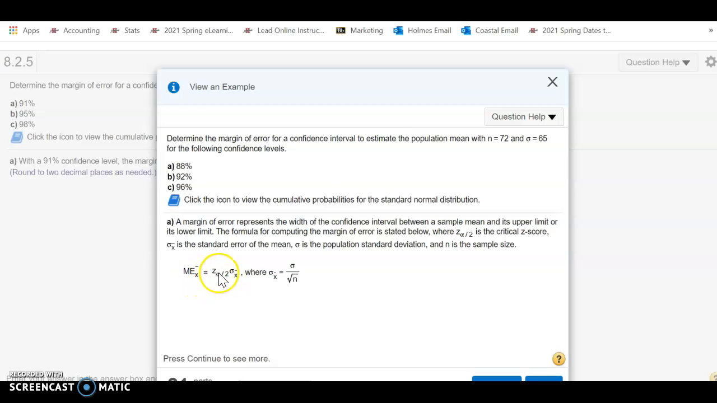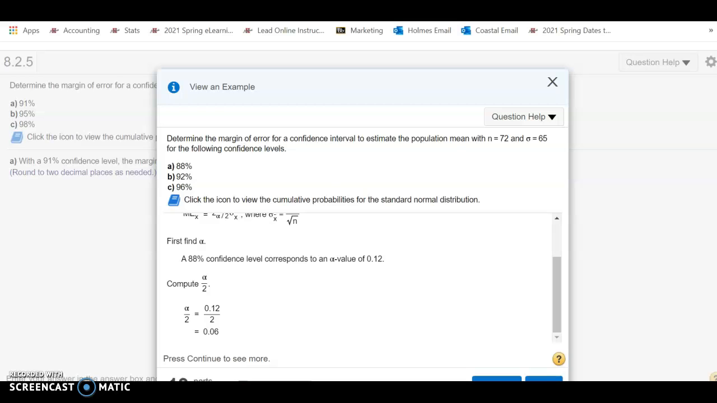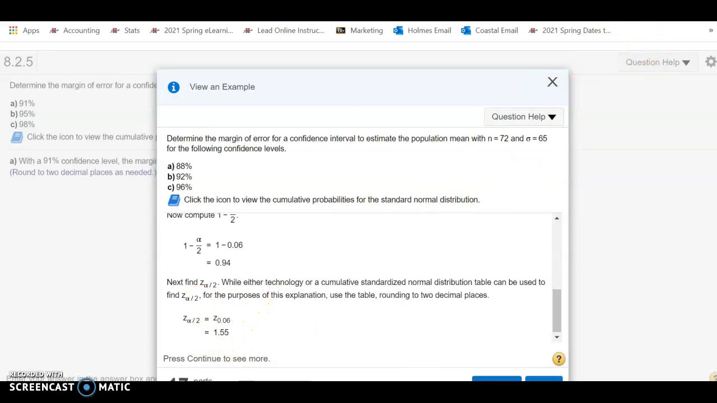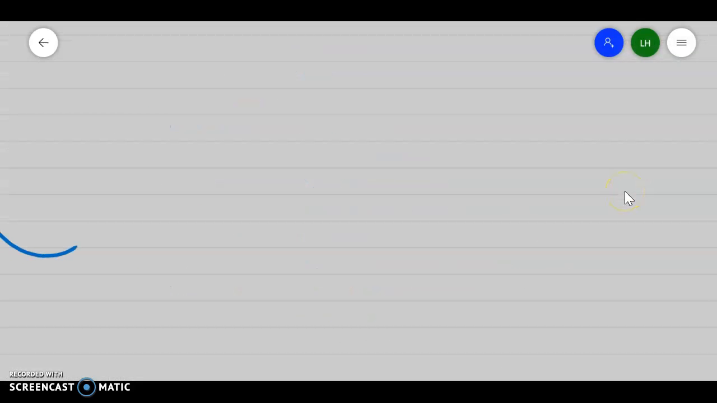So you're going to find z, and they want you to find z in the table, and your standard error times your mean, which is the standard deviation divided by the square root of n. So first you're going to figure out alpha, and you're going to divide it by 2 and subtract that from 1, and then you're going to look for that in the table. So I'll just pull up my whiteboard and work it.